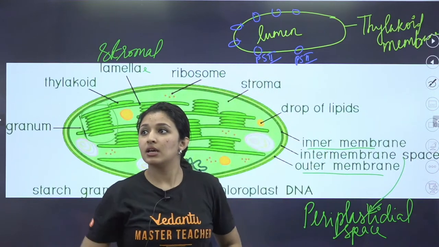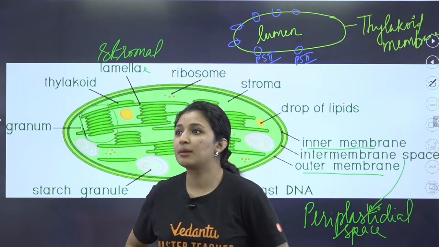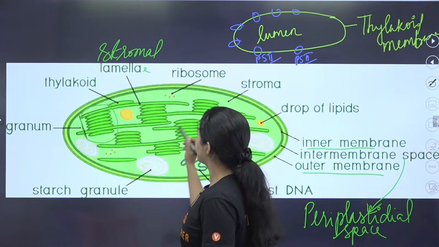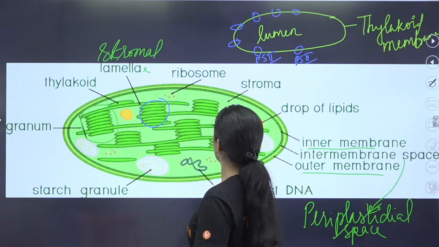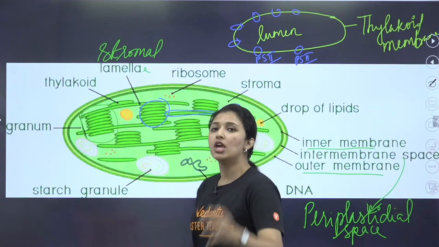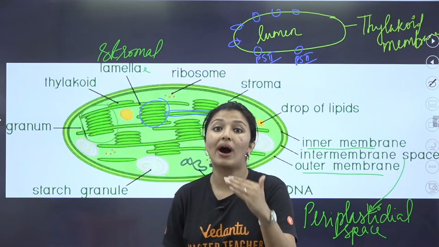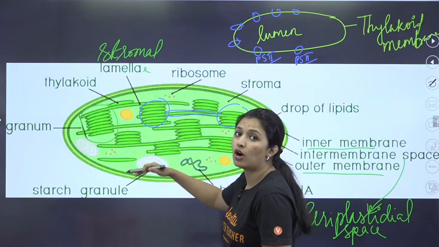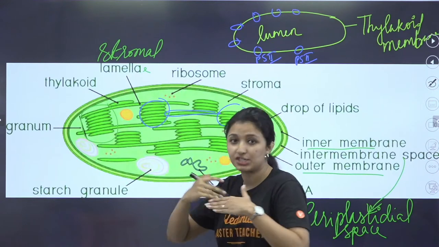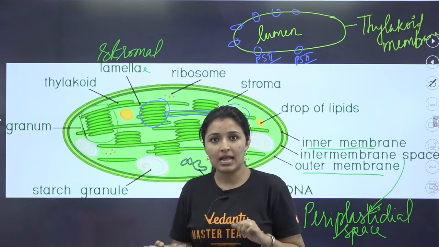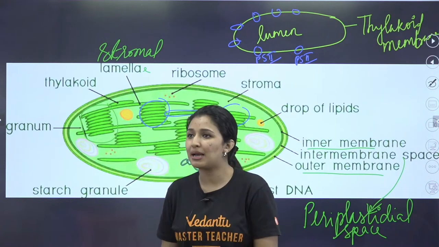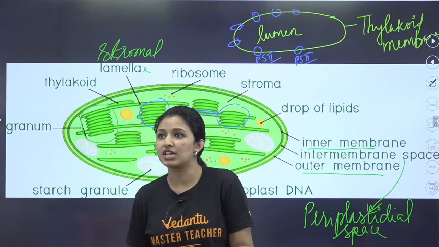This is stromal lamellae, another name of lamellae. Lamellae connect one grana to the other grana. We can also call it stromal lamellae. Why? Because they don't have any other thylakoids above or below them. They are free, just facing the stroma directly. That's why we also call them stromal lamellae. You can call them normal lamellae also. It's fine.